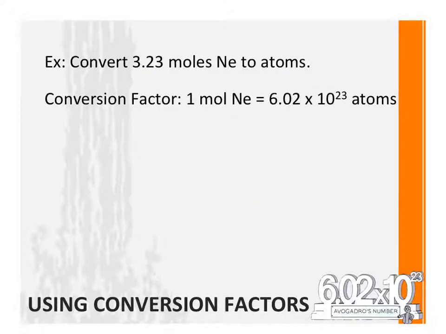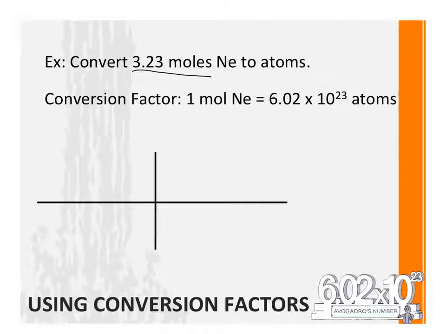The second conversion factor that won't actually change every time you do the problems is Avogadro's number. Now remember, Avogadro stated that 1 mole of any substance, in this case neon, is equal to 6.02 times 10 to the 23rd atoms of that substance. So let's set up our boxes.